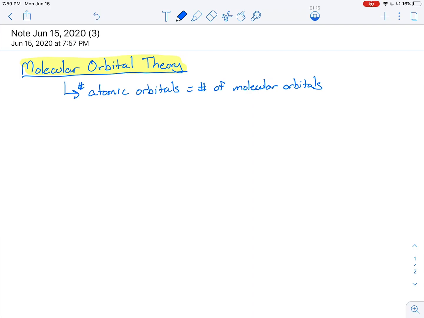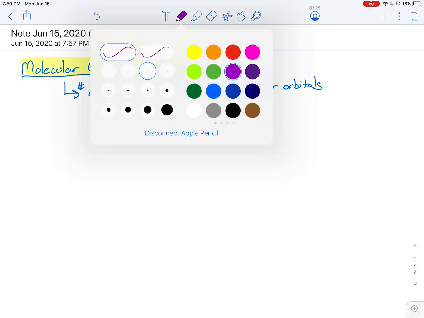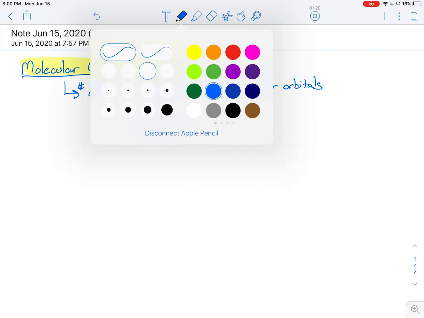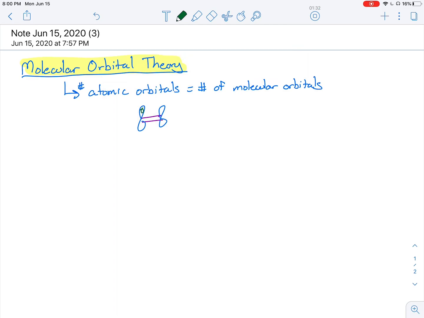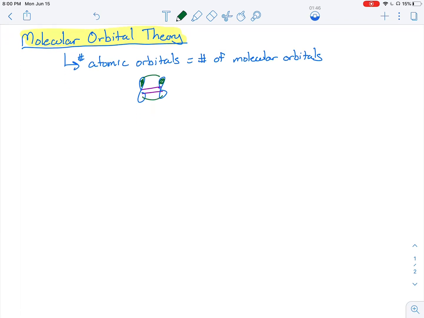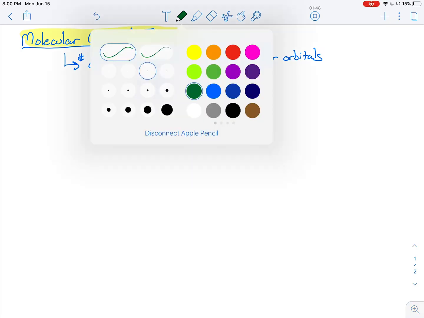So let's give an example here, and let's talk about an alkene such as this, and let's specifically talk about the pi bond, the p orbitals that overlap to form this orbital. If we look at that pi bond and ask what atomic orbitals come together to form it, the atomic orbitals that come together to form that pi bond are the p orbitals.